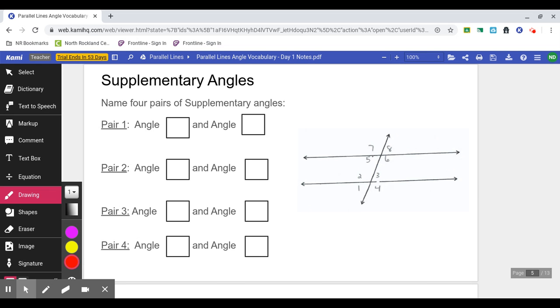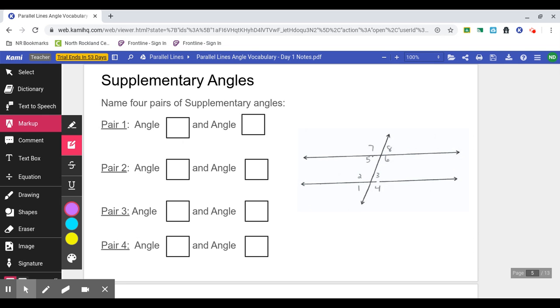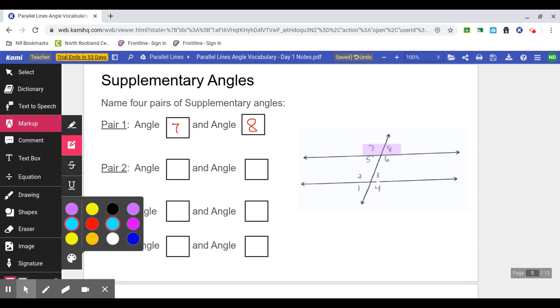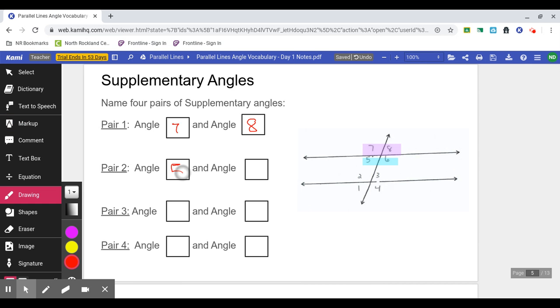So the first pair of supplementary angles, I'm just going to look at my first parallel line. And I know that 7 and 8 must be supplementary angles. So angle 7 and angle 8 are supplementary. Okay, I'm going to go right below that. I also know that angle 5 and angle 6 are also supplementary. So angle 5 and angle 6.